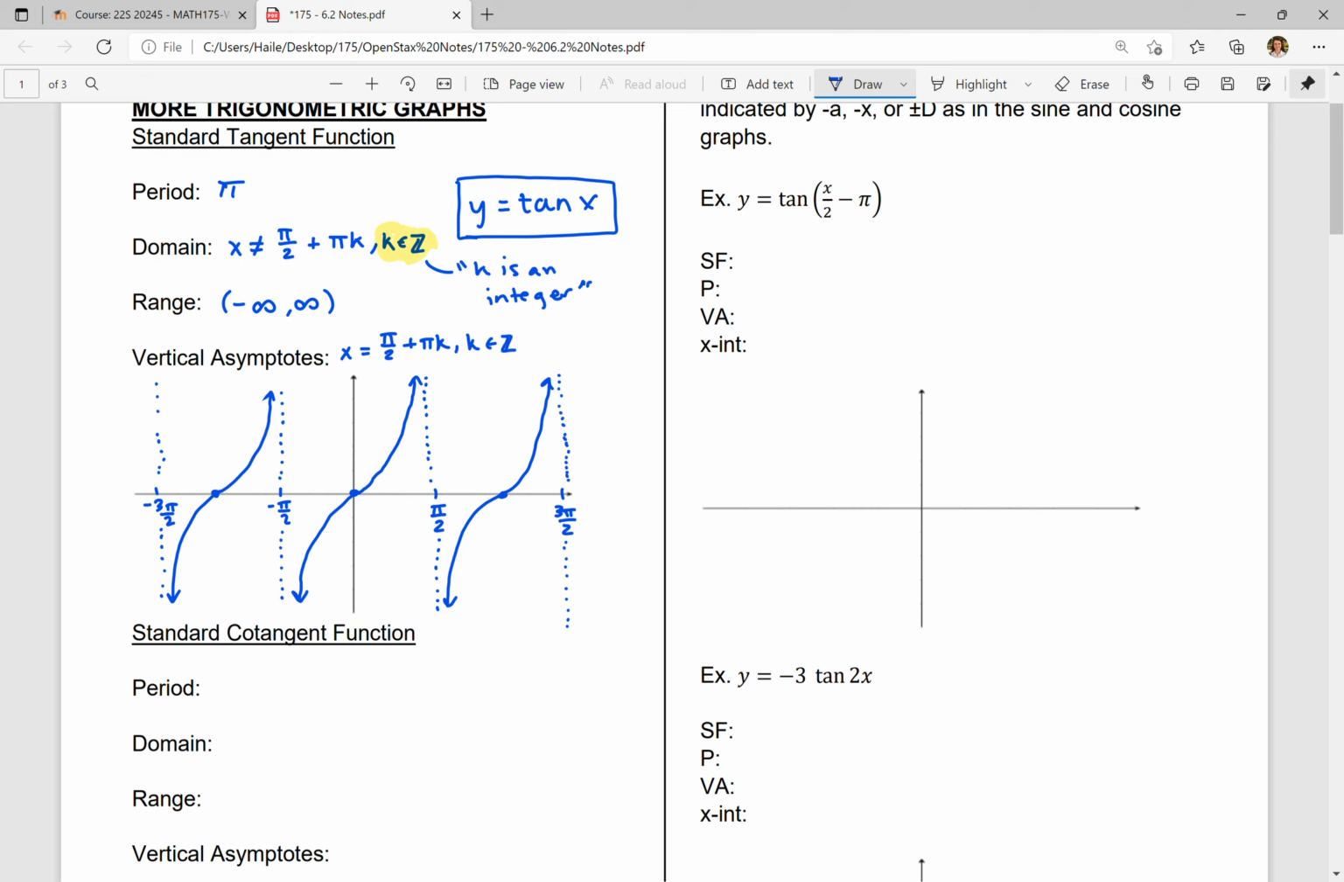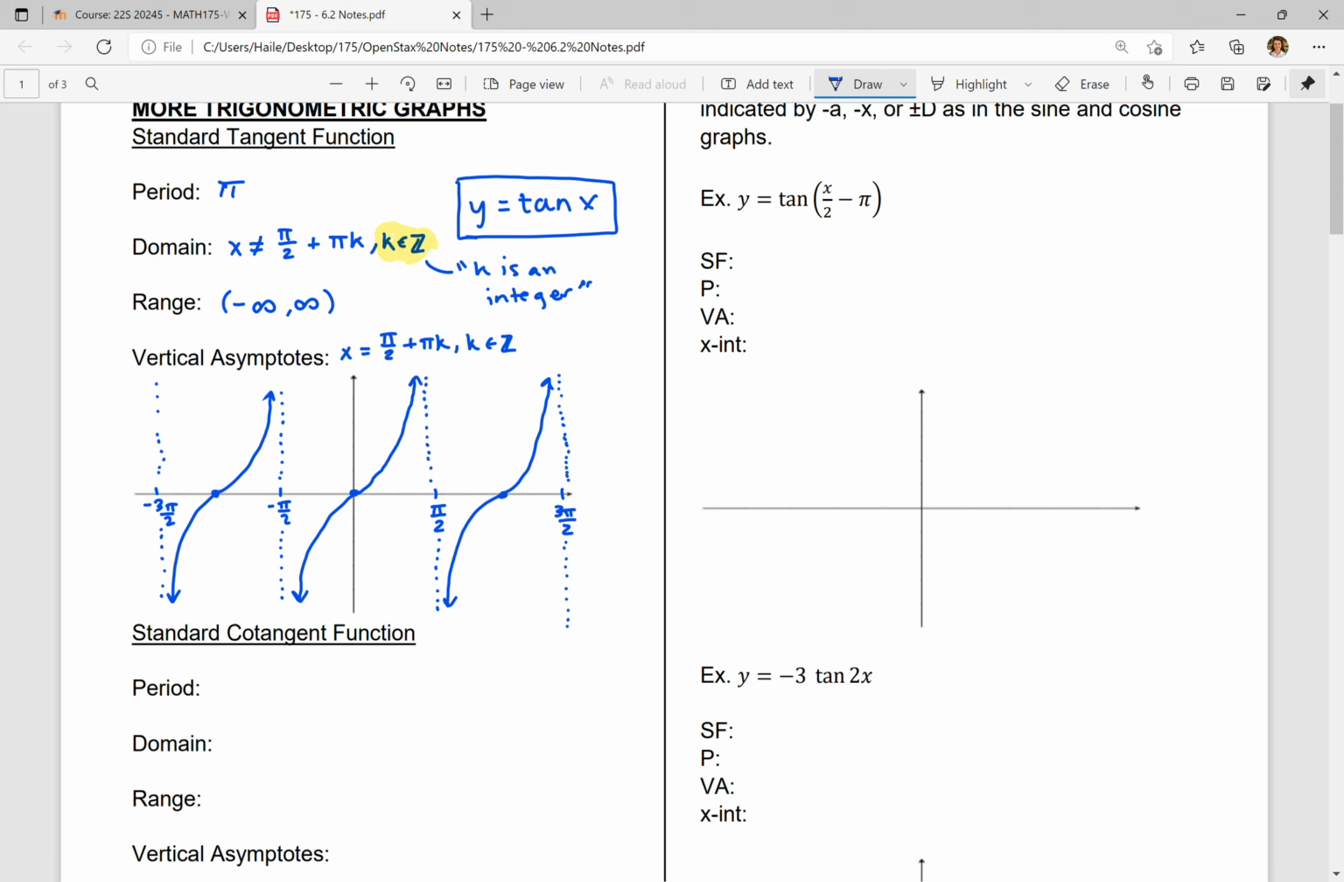Basically, the reason we write this as a formula instead of a big list is because we have an infinite number of asymptotes, and so it's much nicer to represent this as a formula rather than trying to list out an infinite number of lines. So that's the tangent function.